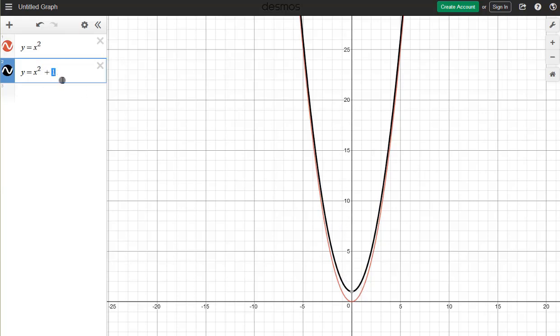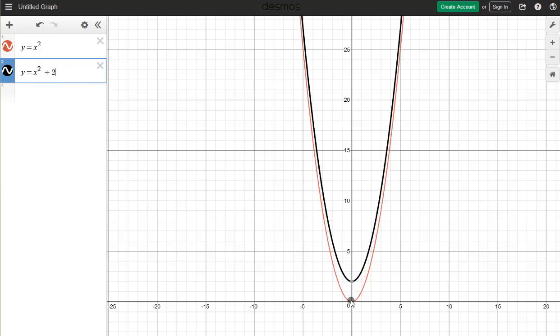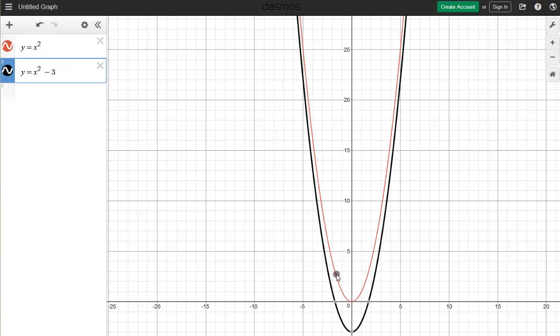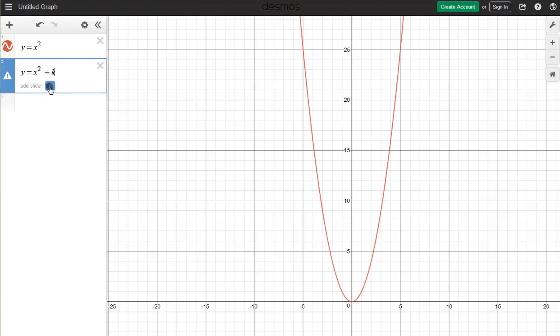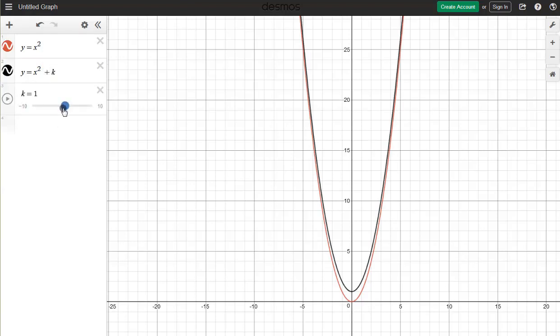What do you think would happen if we put a 2 here? It moved it up 2. You can even see stuff like if we're at 3, we were up at 9 before, and now we're going to be up at 11. I mean, it looks like they get closer and closer, but the vertical move is 2. What would happen if we did a negative 3 here? It moves the entire x squared down 3. So to see how it works here, we're going to put a plus k, and this cool little thing says, do you want a slider there? Yeah, let's do it.